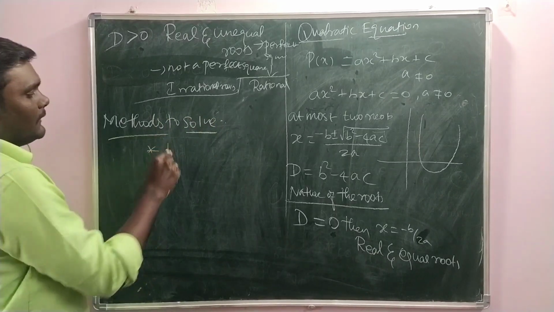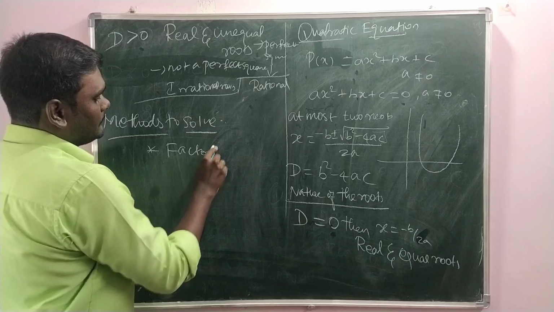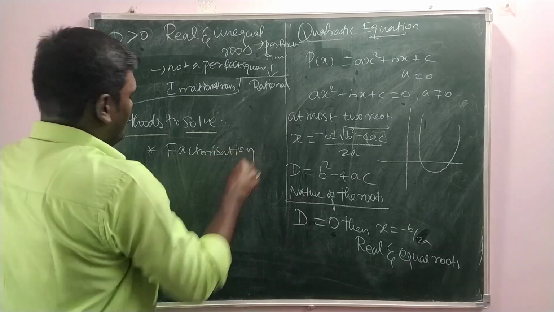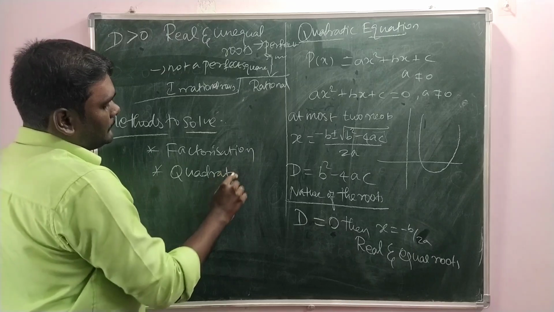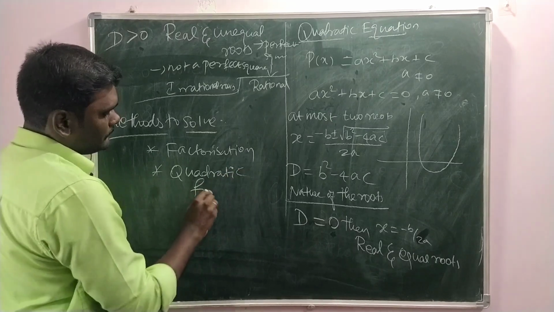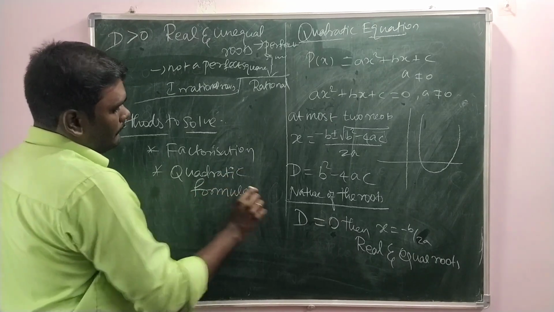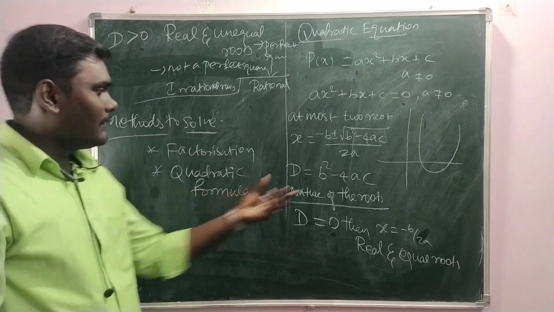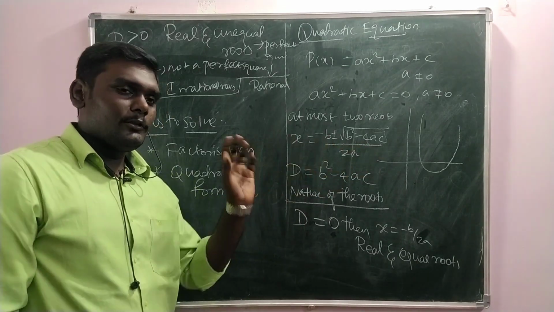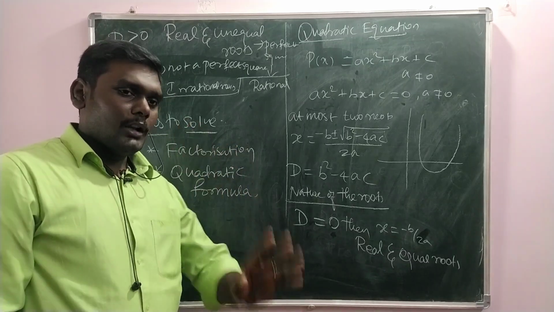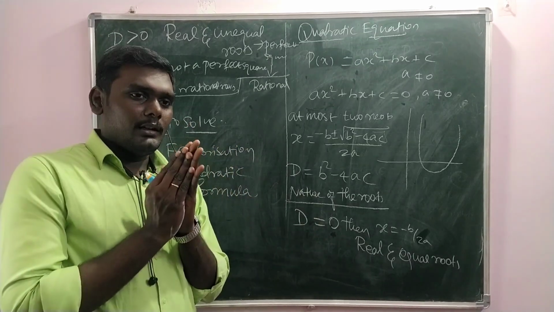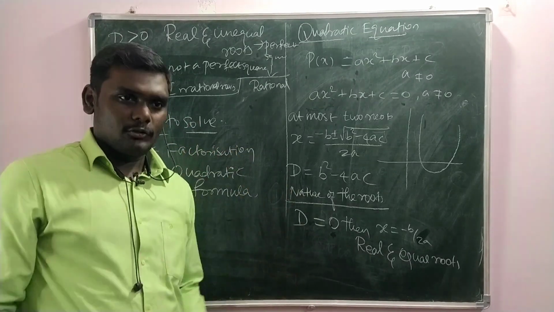We have two methods. One is by factorization and the other is by the quadratic formula. This is called the quadratic formula. Suppose you are not able to factorize it, you should use this quadratic formula. The factorization should always contain the step of splitting the middle term. That step should be there.